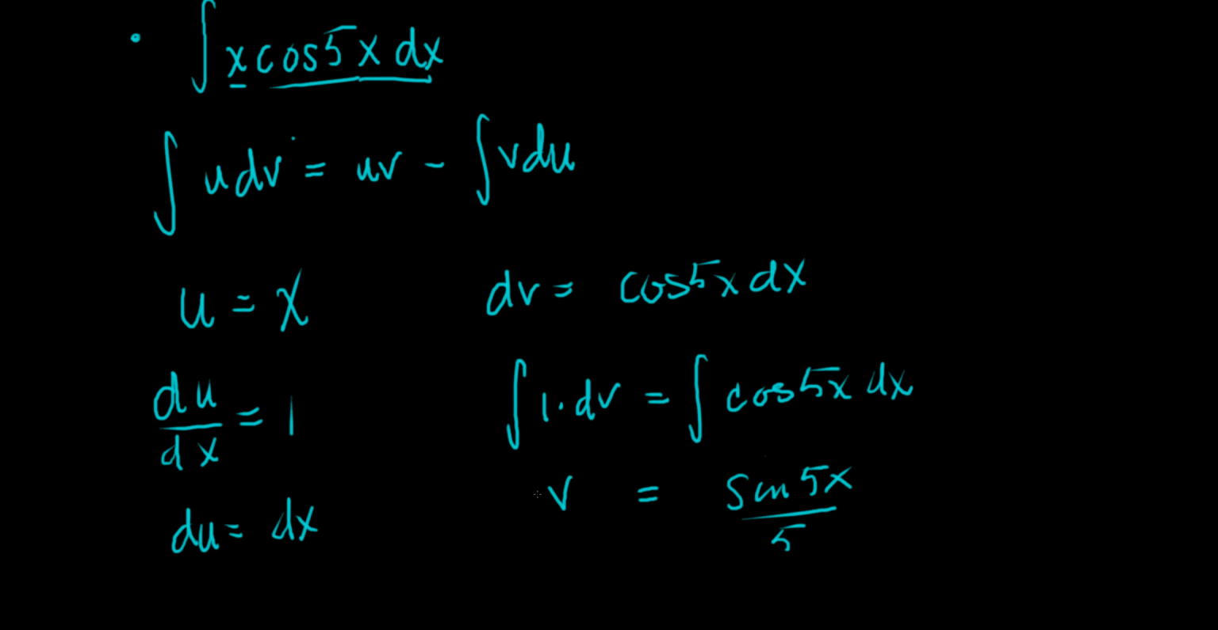Well, if we differentiate both sides here, we would get dv over dx, and this would be cosine of 5x times 5. But we have a 5 here, right? So the 5s would cancel. That's why you divide by 5. And then if you moved the dx over, you would get cosine of 5x dx. So the integral of that, cosine of 5x dx, is sine of 5x over 5.